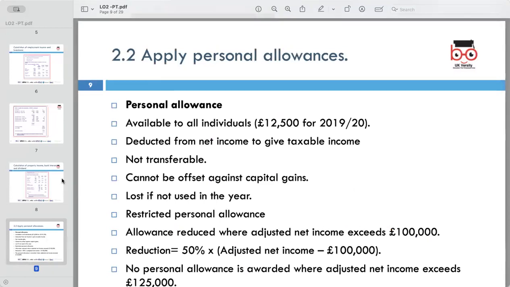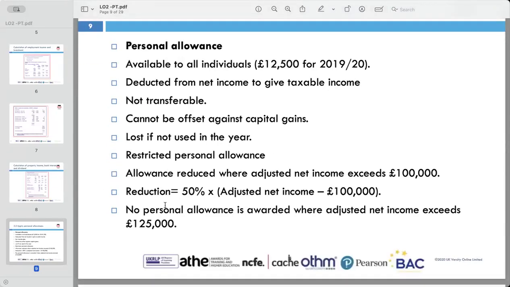Okay, so personal allowances are available to all individuals: 12,500 pounds for 2019 and 20. They are deductions from net income to give taxable income. They are non-transferable and cannot be offset against capital gains, and are lost if not used in the year. The personal allowance is restricted, reduced where adjusted net income exceeds 100,000 pounds. The reduction is equal to 50% multiplied by adjusted net income minus 100,000 pounds.